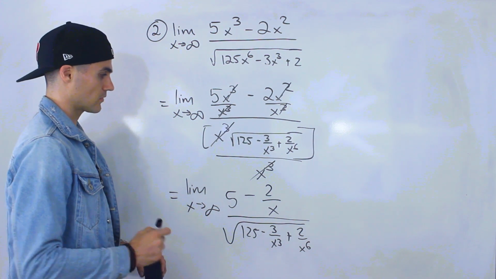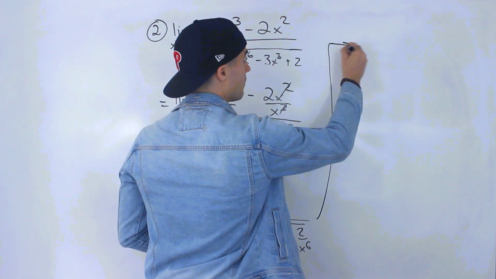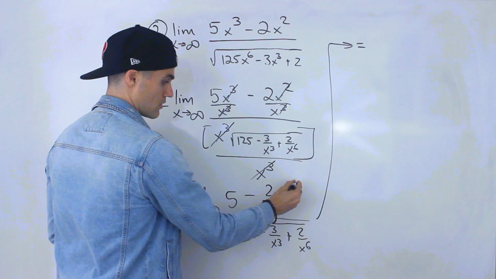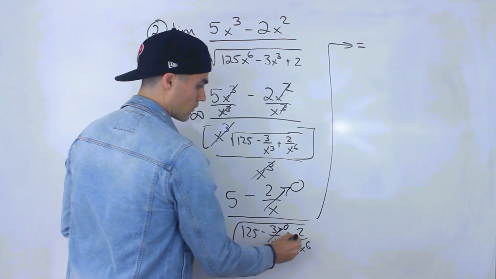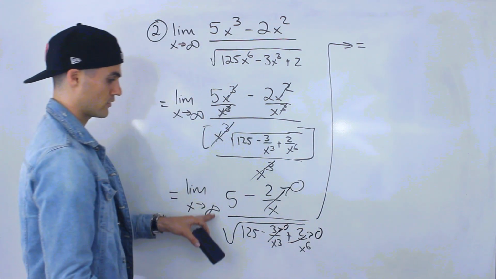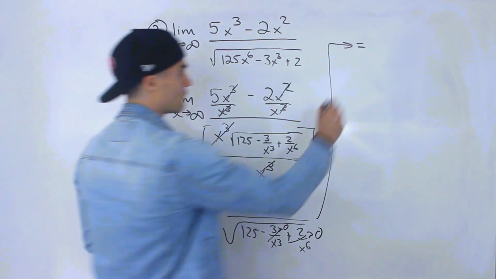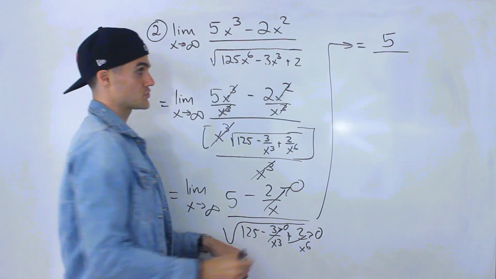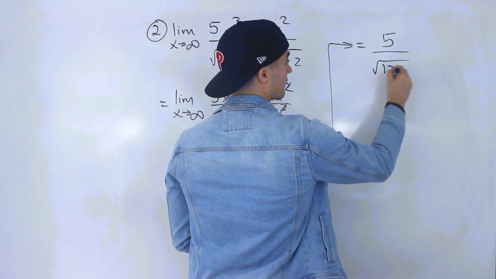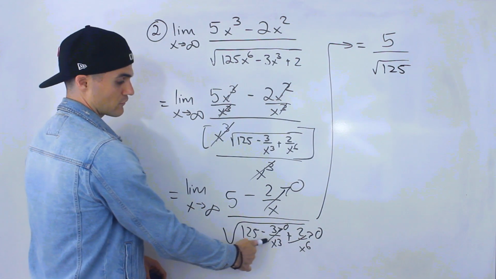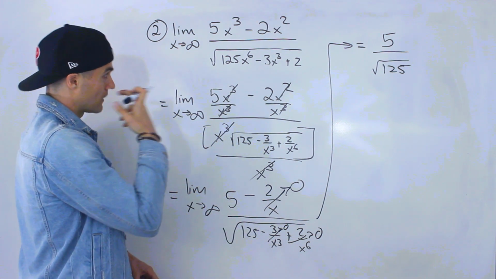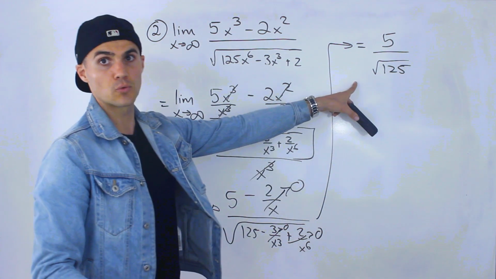Okay, so now, as I said, we could plug in this infinity. This goes to 0. This goes to 0. This goes to 0. So what are we left with? We're left with 5 over the square root of 125, because we'll have 125 minus 0 plus 0. So we're just left with 125 there. So this limit, it's equal to that.